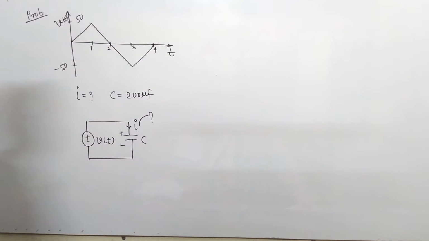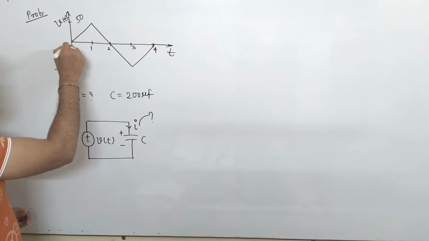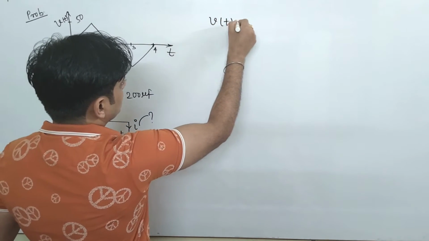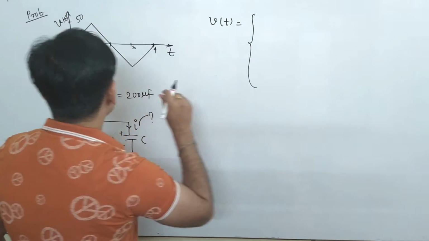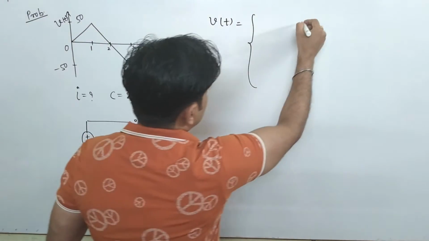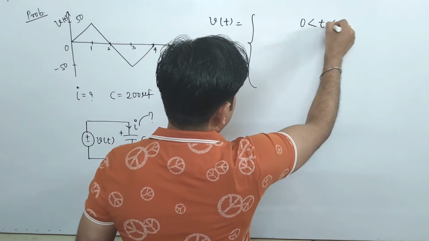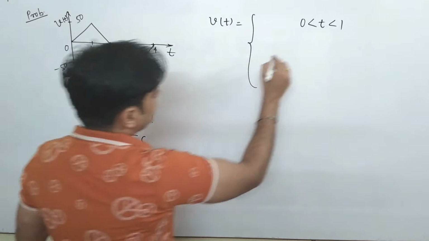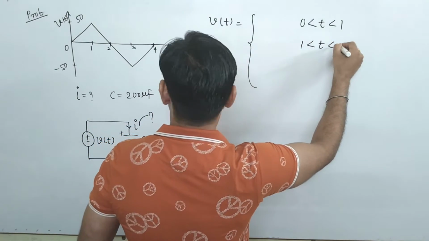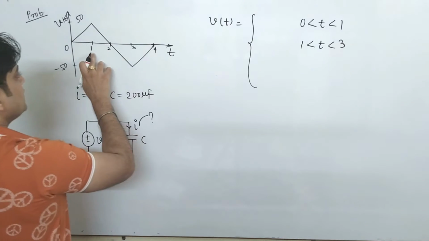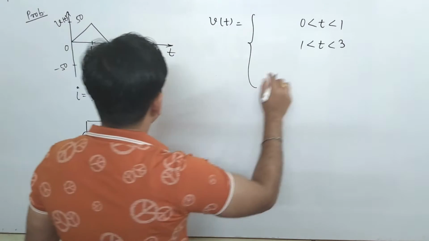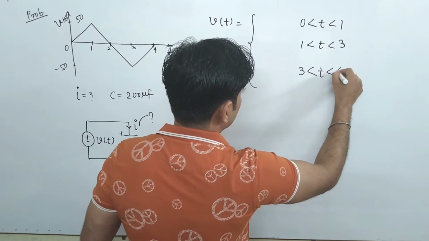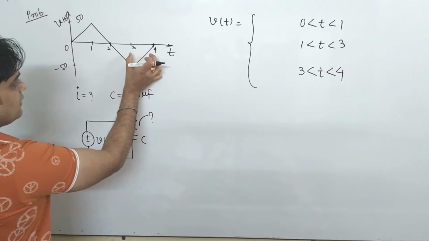Then we'll find the value. So here it is 0, and you can write this signal Vt in the following form. From here to here, for some value of t less than 1, then for some value of t less than 3, starting from 1 and going to 3, and there is some value of Vt for the time interval 3 to 4.